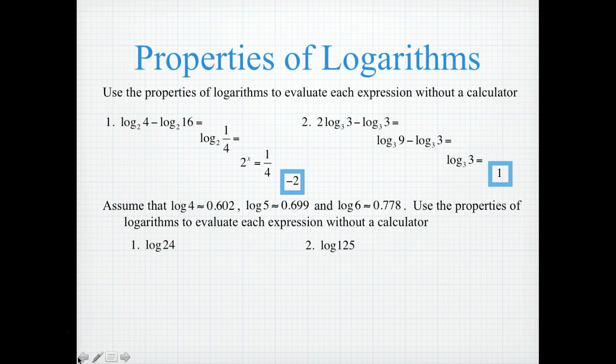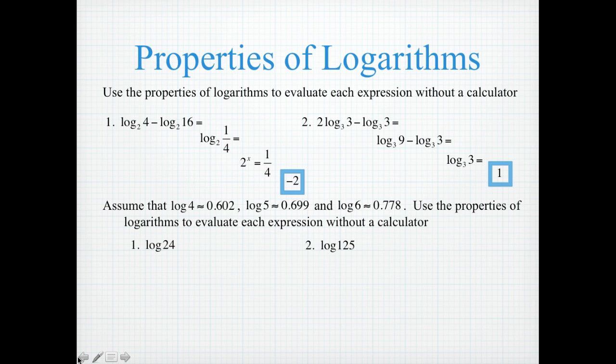In our last couple of examples, we're going to be given specific values of certain logs. So we know that the value of the log of 4 is about 0.602, the value of the log of 5 is about 0.699, and the value of the log of 6 is about 0.778. So we're going to use the properties of logarithms to evaluate each expression. We've got to do so without using a calculator. So we want to try to find values of 4, 5, and 6 within these logs.